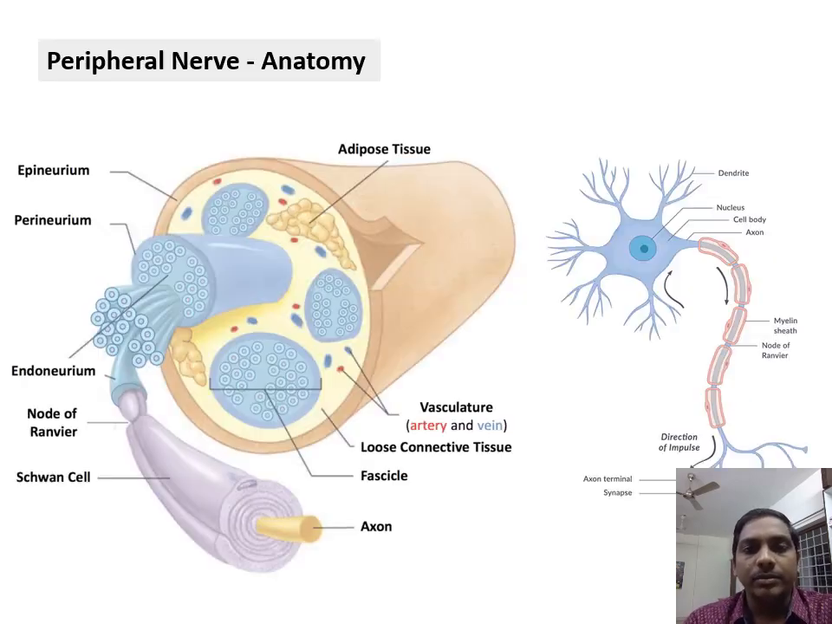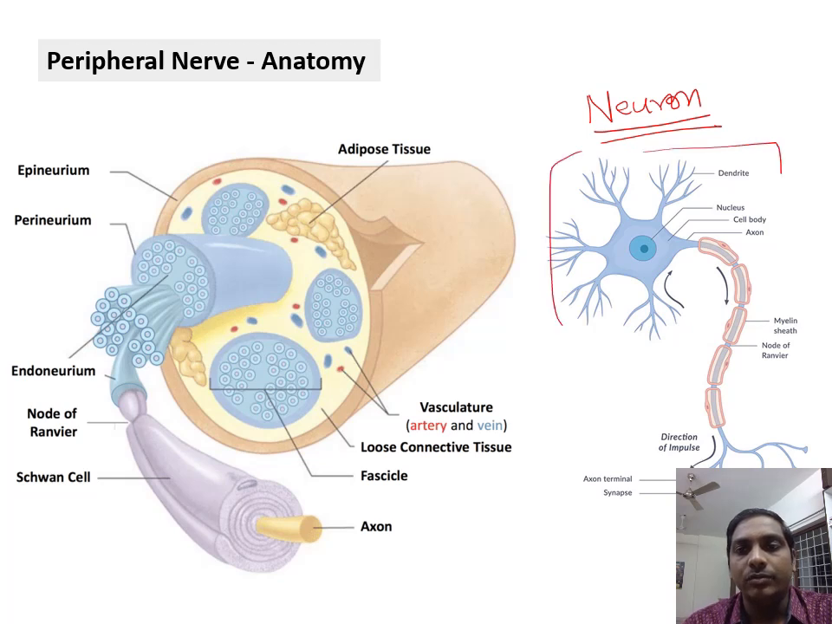So moving on to peripheral nerve anatomy. If you look at this image, this is the structure of a neuron. Neuron is nothing but the basic functional unit of a nerve. It has a head consisting of the nucleus, called the cell body, and the nerve fiber running along the entire course, called the axon. So this will be present in the spinal cord. This is what the peripheral nerve is.